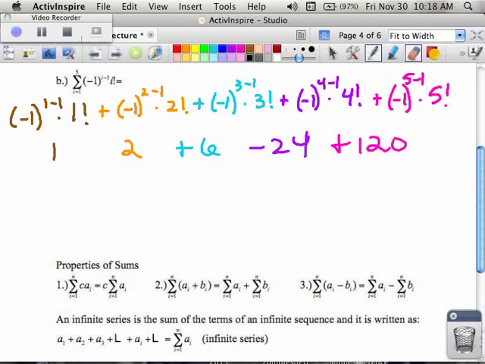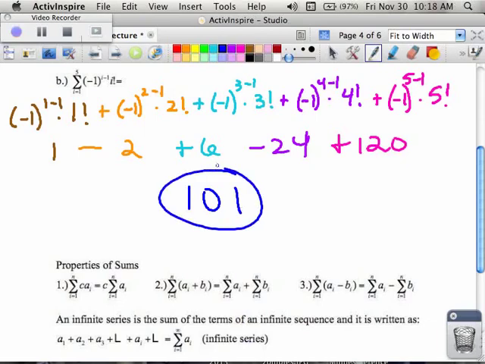And then if I put that all together, I get 101. So you give that a shot. Make sure you can get 101. Sums.